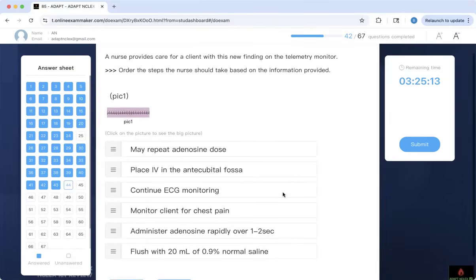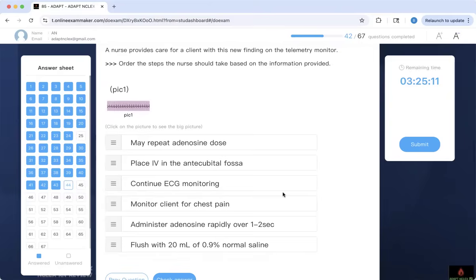45. This is a hard one. It's okay. You got to get hard ones. And next, provide care for a client with new finding in the telemetry unit. Order the steps the nurse should take based on the finding. If you don't know this, it's okay. I want you to write it down.